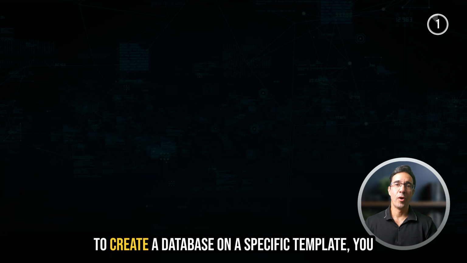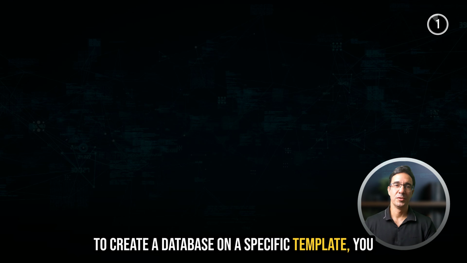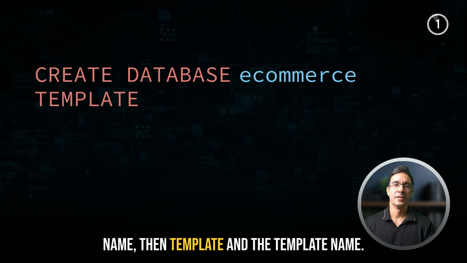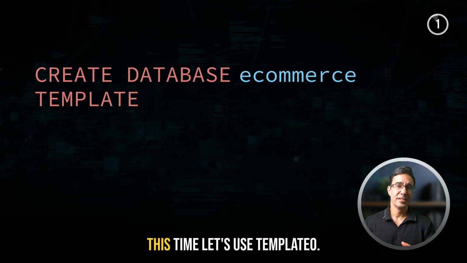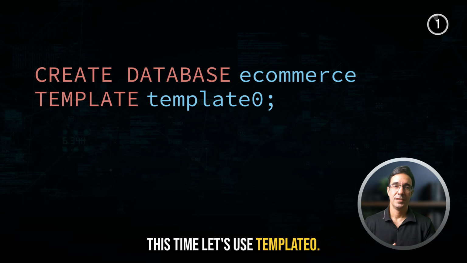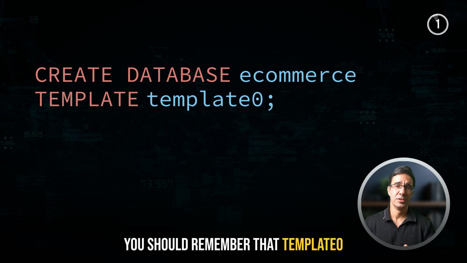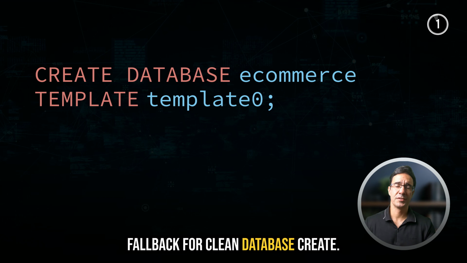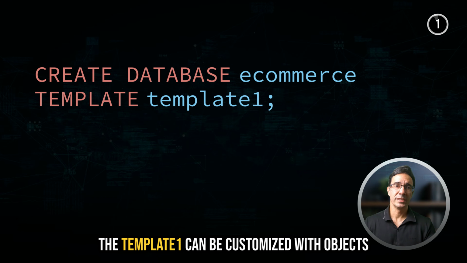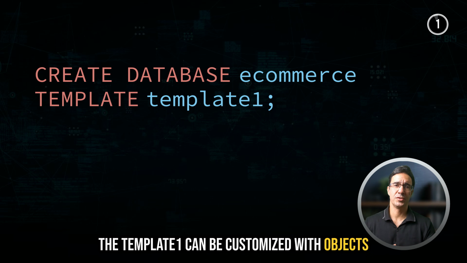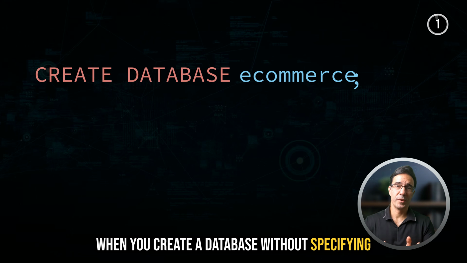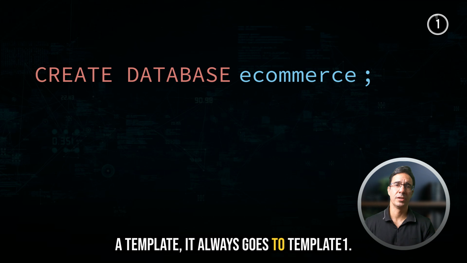To create a database from a specific template, you could have done create database, a database name, then template, and the template name. This time let's use template0. You should remember that template0 should never be modified, as it's the fallback for clean database creation. Template1 can be customized with objects you want to have in every new database. When you create a database without specifying a template, it always goes to template1.